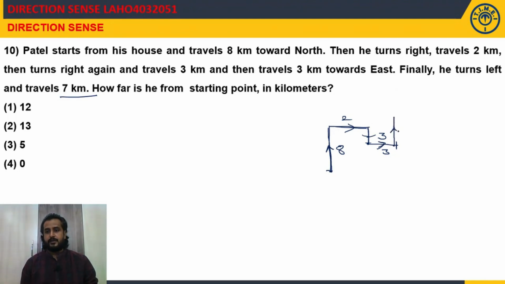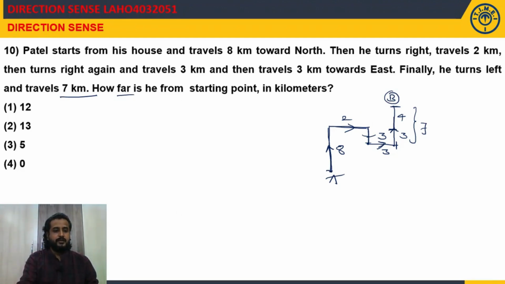So 7 kilometers. Now if we travel till here, how much is he going to travel? 3. So 4 kilometers more, because the total distance should be equal to 7 kilometers. Now it is the final point. How far is he from the starting point? So let's say this is the starting point and this is the ending point. Now the question asks how far? It is nothing but distance. What is the distance between the starting point and ending point they are asking for?